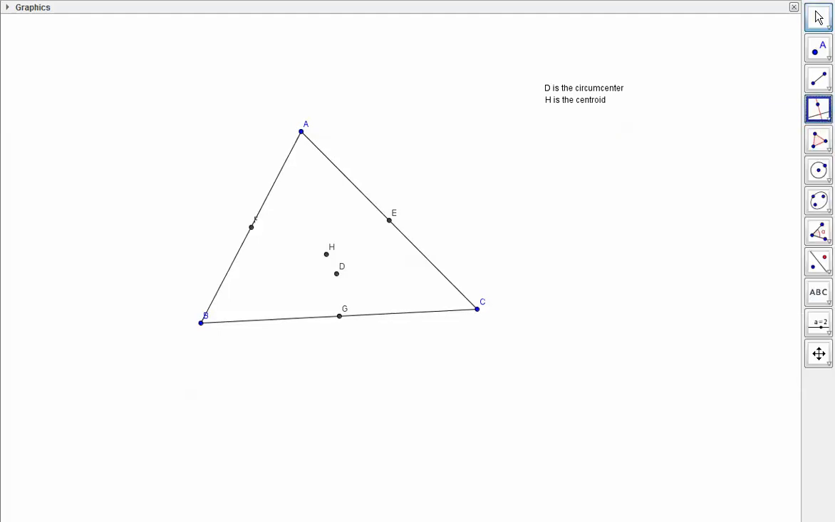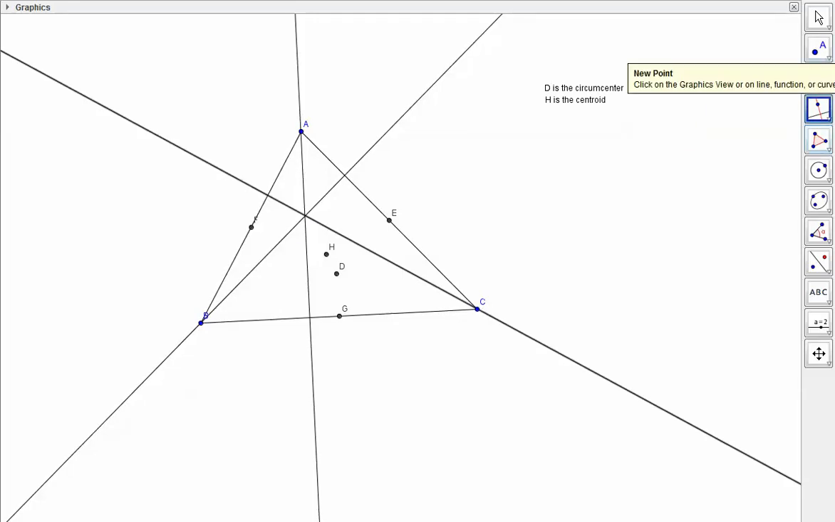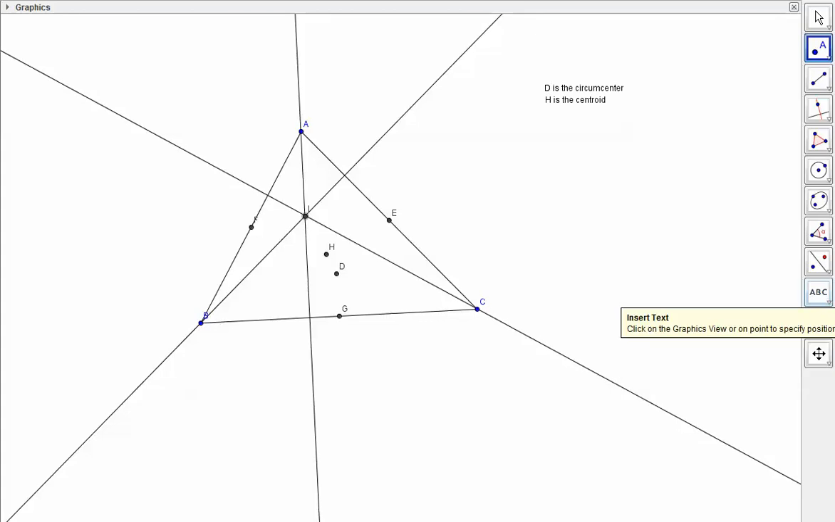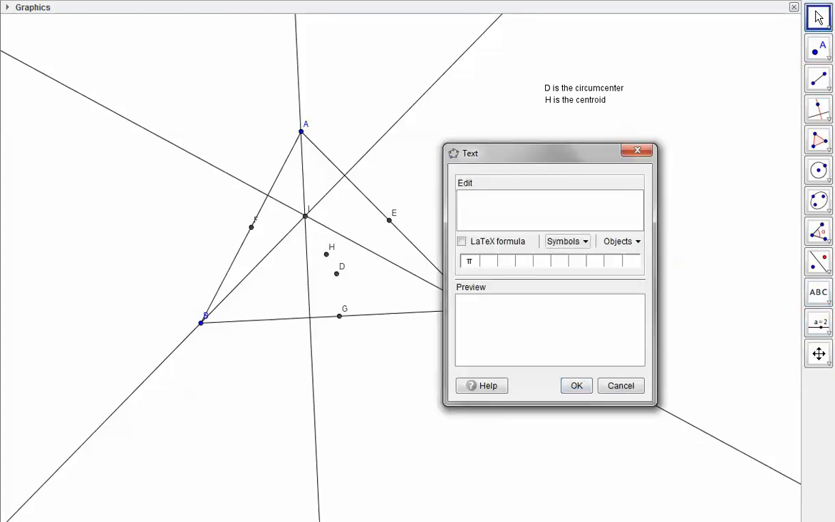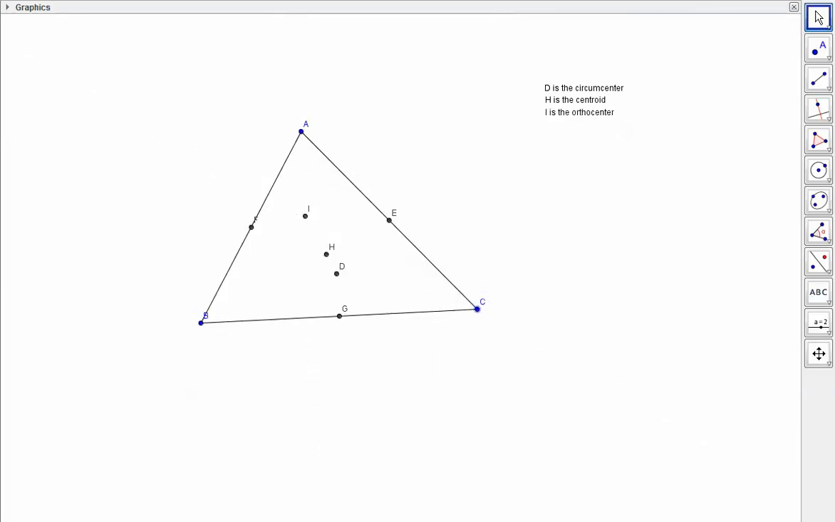So we need a perpendicular line that goes from vertex A down to its opposite segment BC. And remember, that's going to create a right angle right here. Do the same thing from B, perpendicular to the opposite side. And lastly, from C, perpendicular to the opposite side. We can see that point of concurrency there then that we're going to name I. And that is our orthocenter. Alright, so there's those. Let's go ahead and turn these off momentarily.